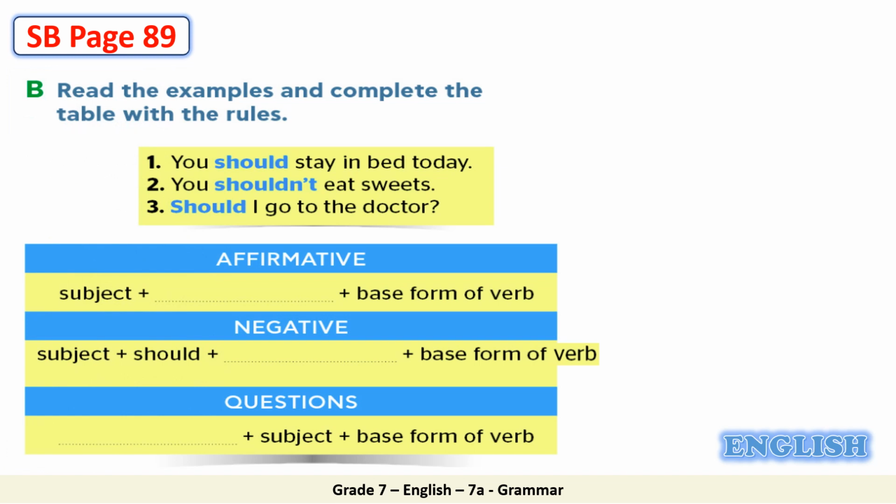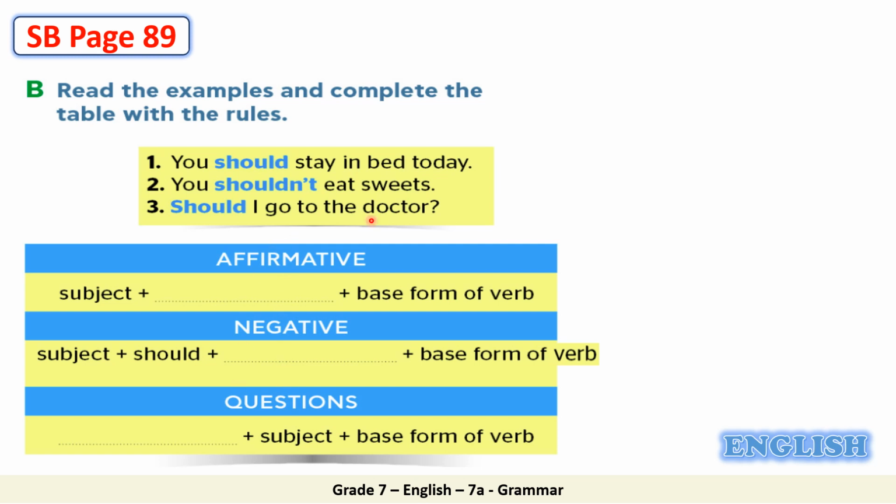Let's together now move to task B in your student's book page 89. Read the given instructions for task B. B. Read the examples and complete the table with the rules. Let's have a look at the given examples. 1. You should stay in bed today. 2. You shouldn't eat sweets. 3. Should I go to the doctor? Now let's together complete the table with the rules.